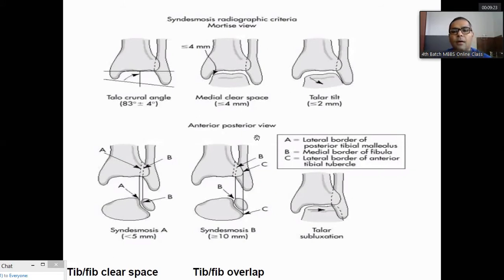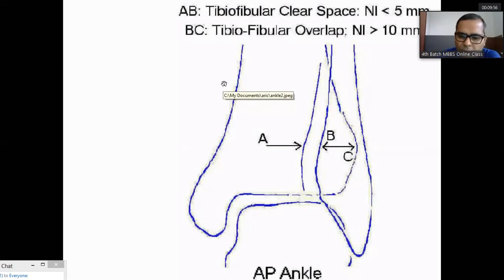If there is a medial collateral ligament injury, we can also see the talus to be tilted. Ideally, the distal plafond of the tibia, or pylon, and the dome of the talus should be parallel. The medial clear space is the space between the talus and the medial malleolus, and this clear space in total we see in the Mortise view. It's the same thing.